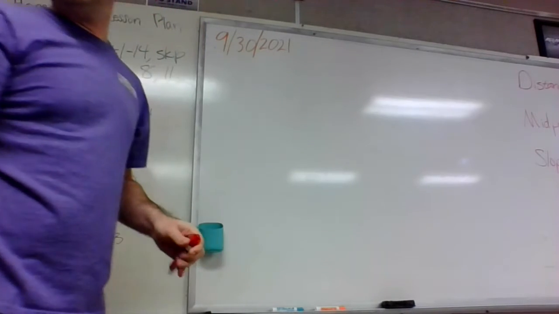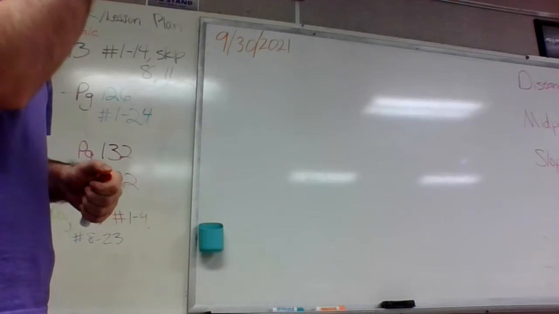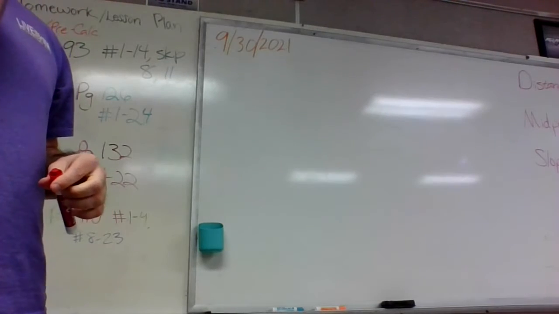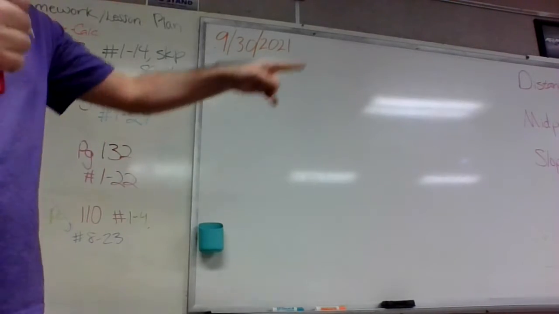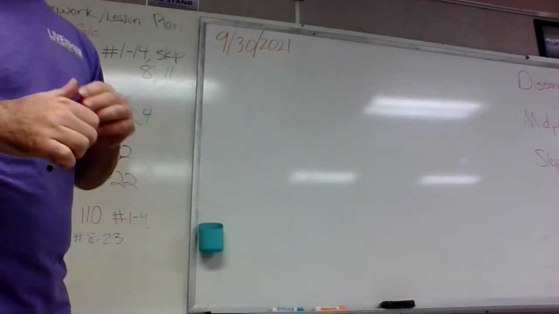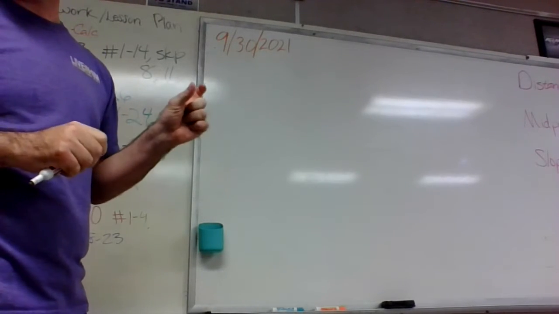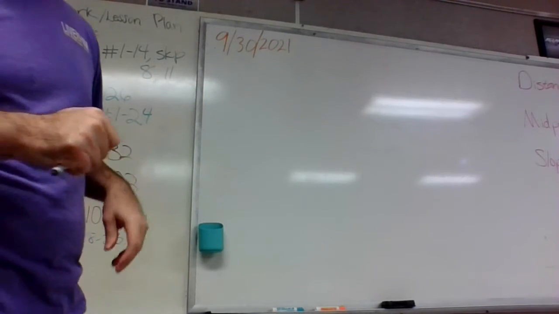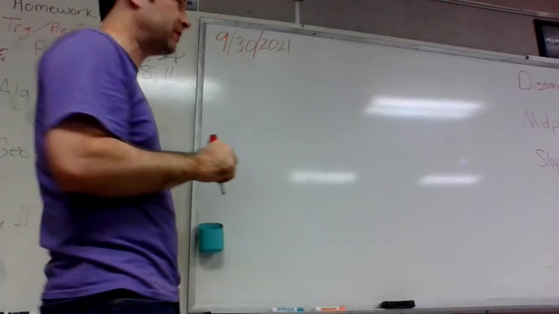Number 7 is midpoint. Midpoint means the middle, and we find the middle by averaging. We're going to average the x values and average the y values. There's the formula over there. So it's 2 answers, an x coordinate and a y coordinate, because it's a point on the graph. So I'm going to do 3 plus 3 divided by 2 and 5 plus 7 divided by 2.